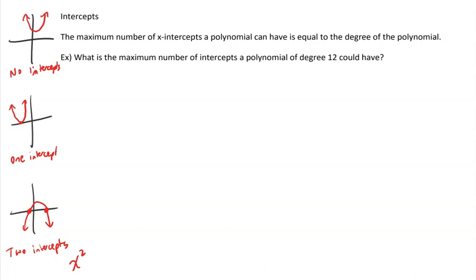All right, so the last example then, what is the maximum number of intercepts that a polynomial of degree 12 could have? Well, the maximum number of intercepts is just equal to the degree. So if it's degree 12, then the answer is just 12.